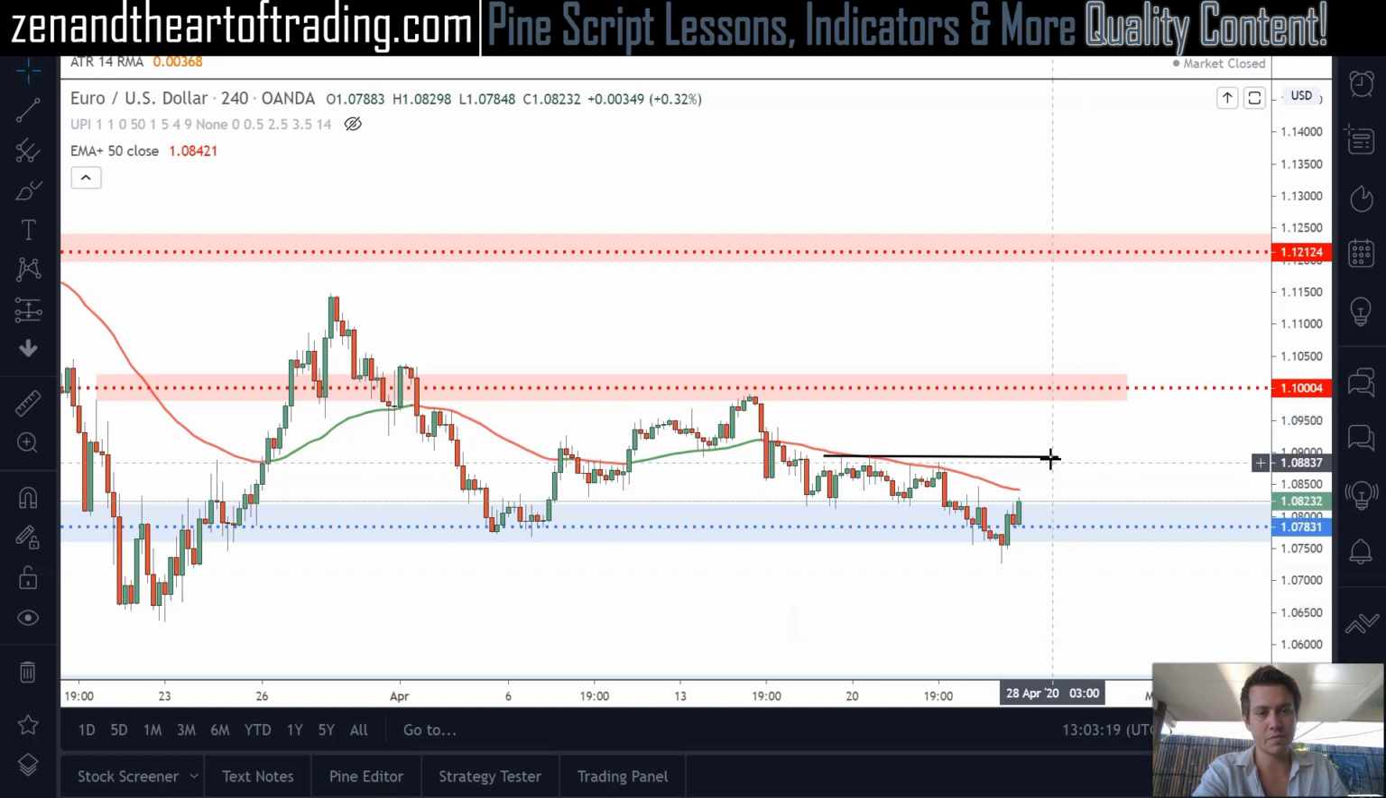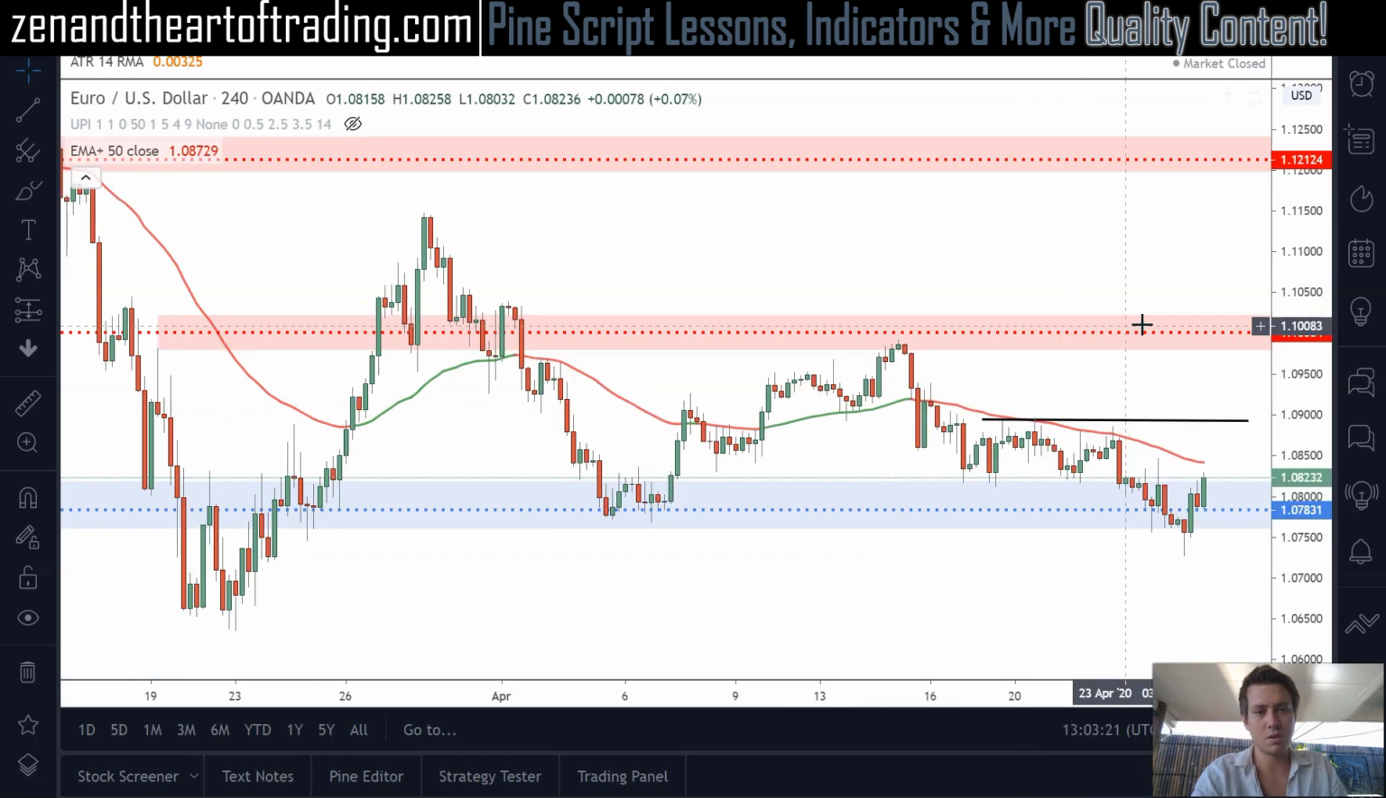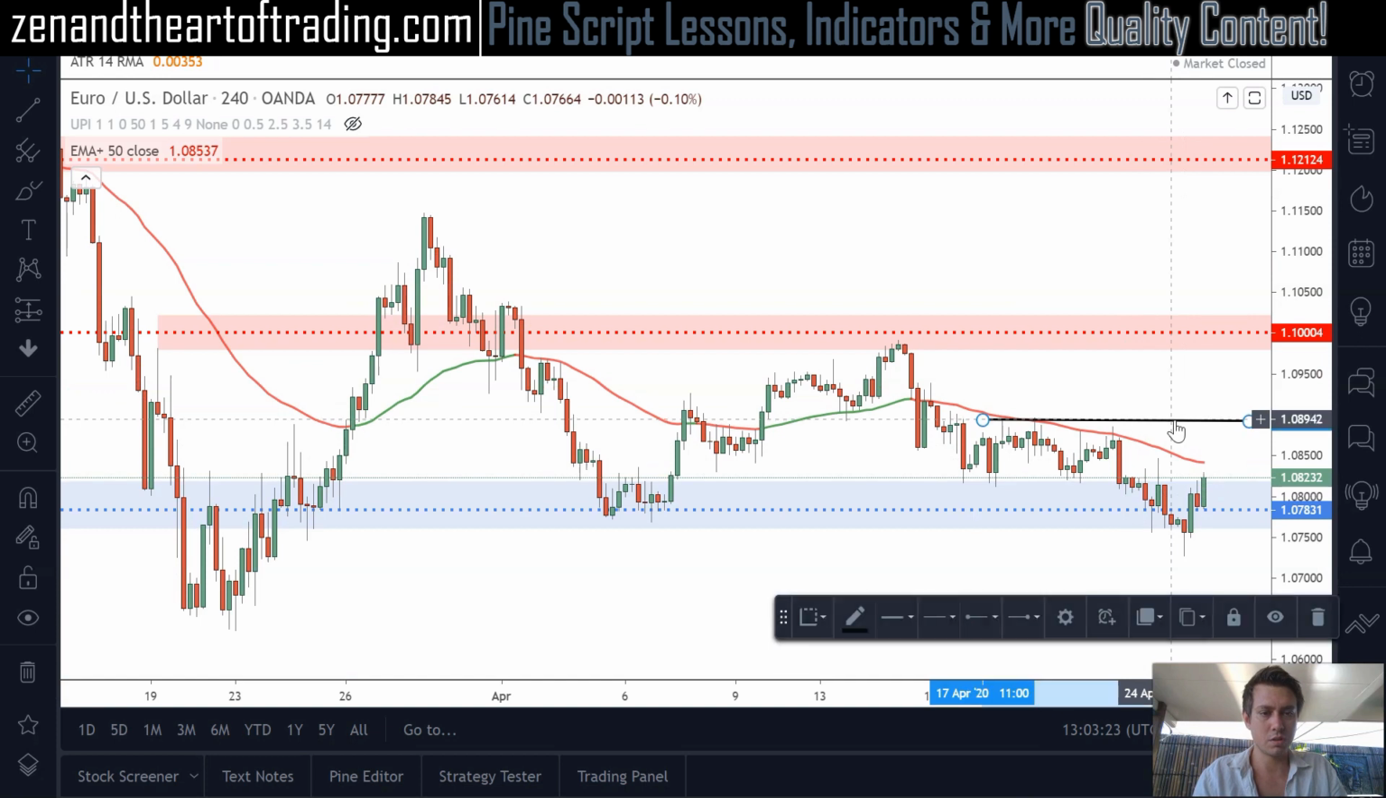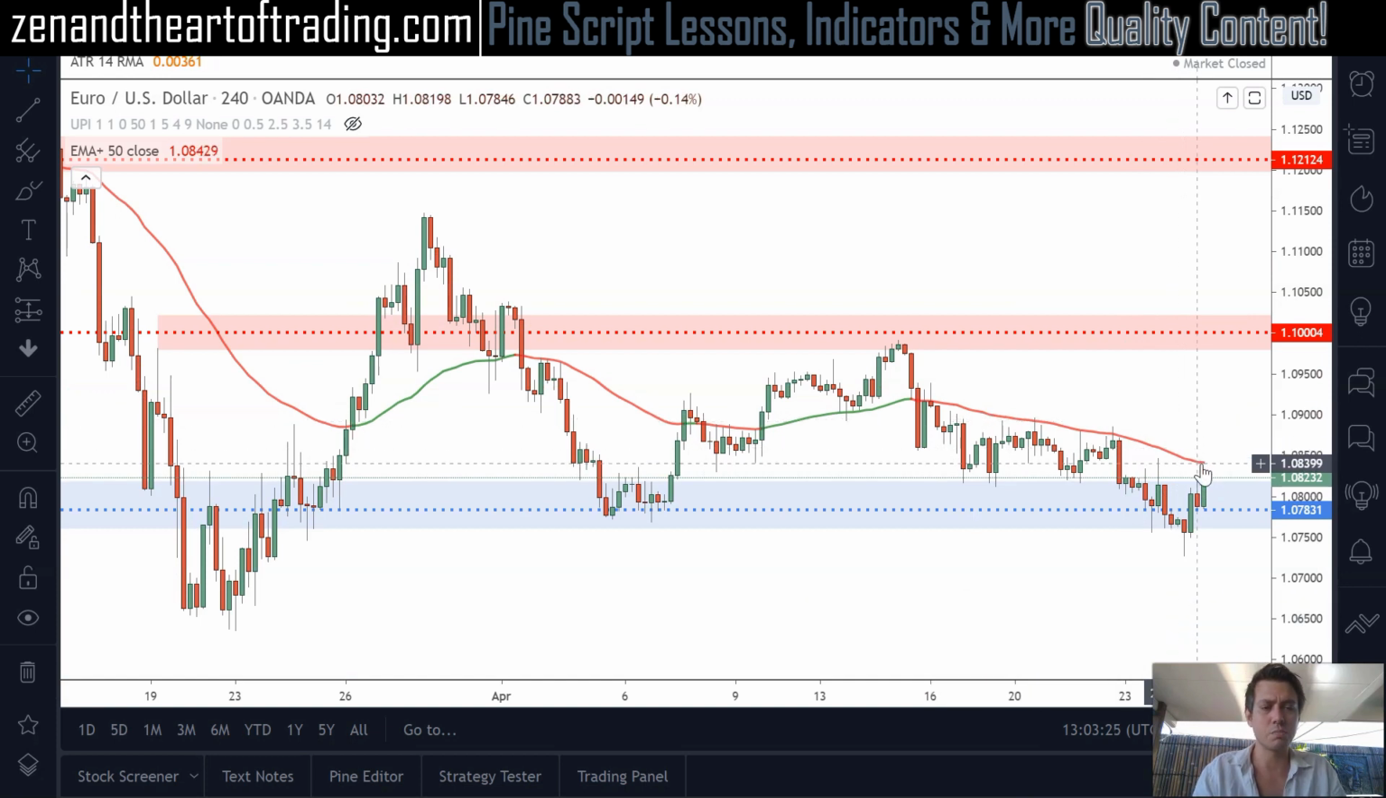And so that's all I have to say for Euro dollar this week. My bias is bullish on the daily chart, and cautiously bullish on the 4-hour chart. I'm not taking any trading opportunities where price is right now.